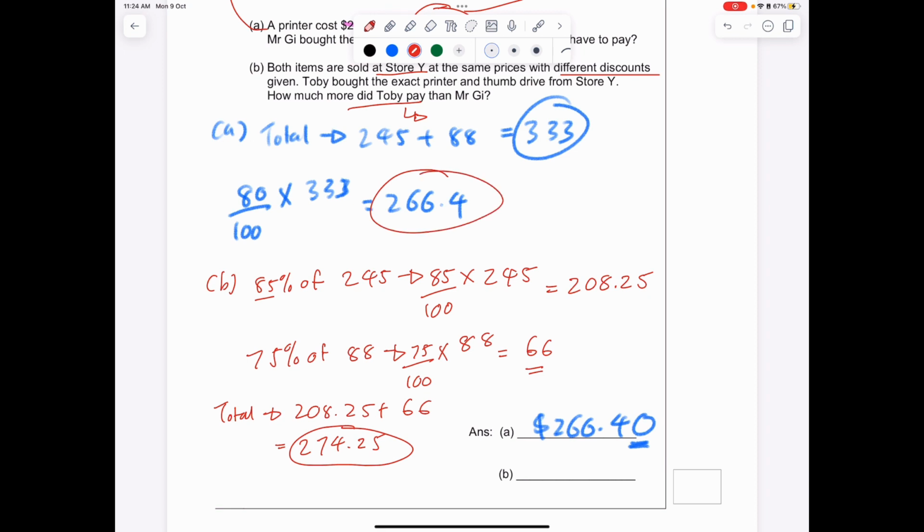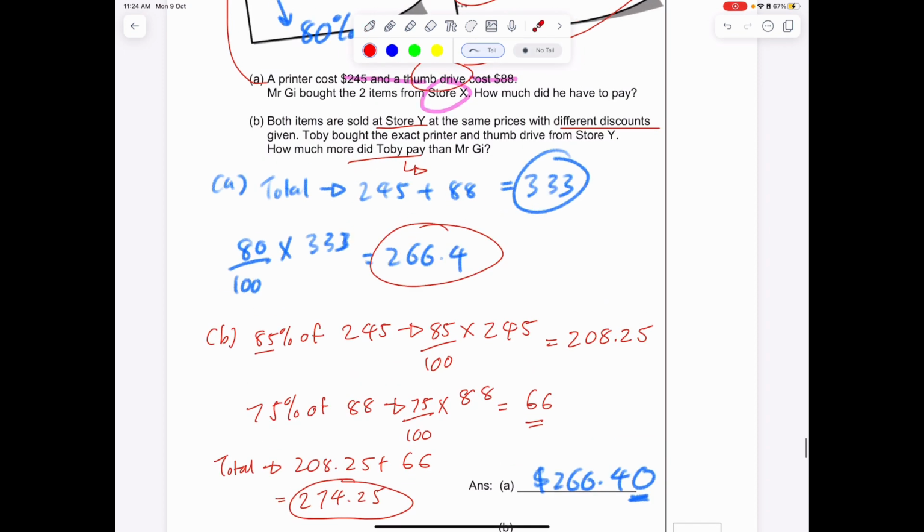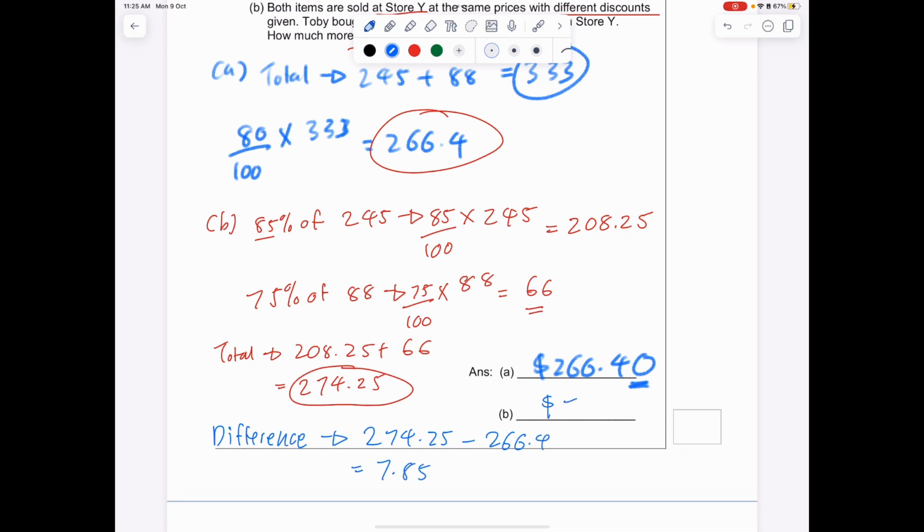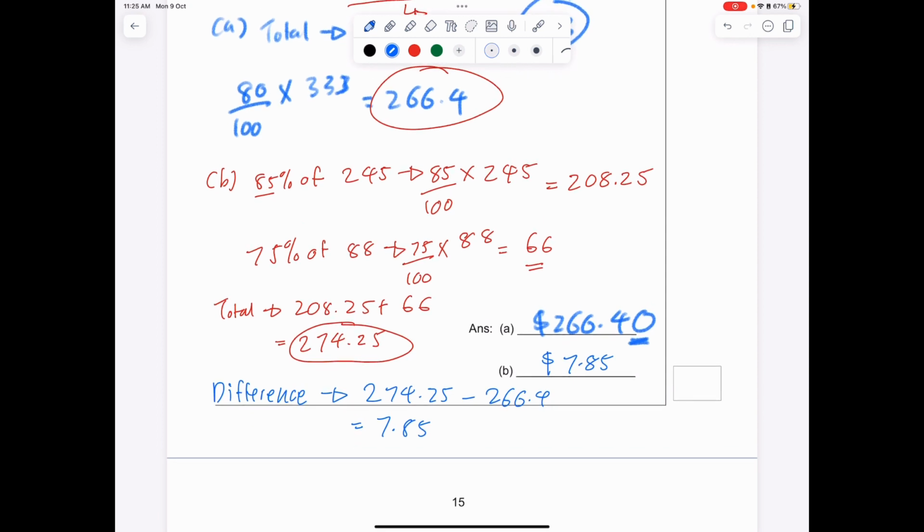Okay, so as what the question already said, that at shop Y, Toby paid more, but they want to know how much more. So you need to take this total, subtract away this total. So the difference would be 274.25 minus away 266.4. Your answer would be 7.85. Make sure you have your dollar sign there. Okay, that's how you get the answer for this. Alright?